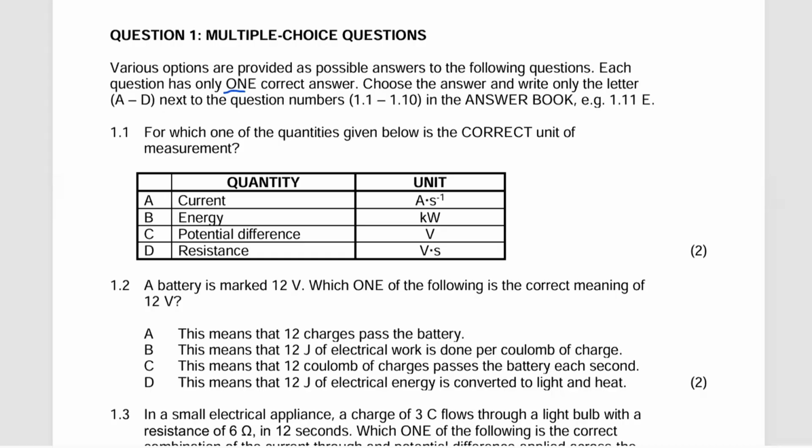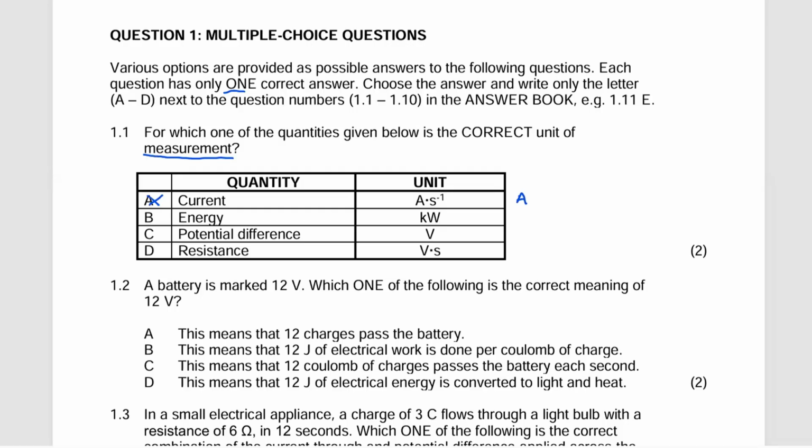It reads, for which one of the quantities given below is the correct unit of measurement? So we're looking at the units of measurements. So the first option that is actually given is current. So as we know, current is measured in amps. So current is measured in amps. So it means our first option there for current is wrong.